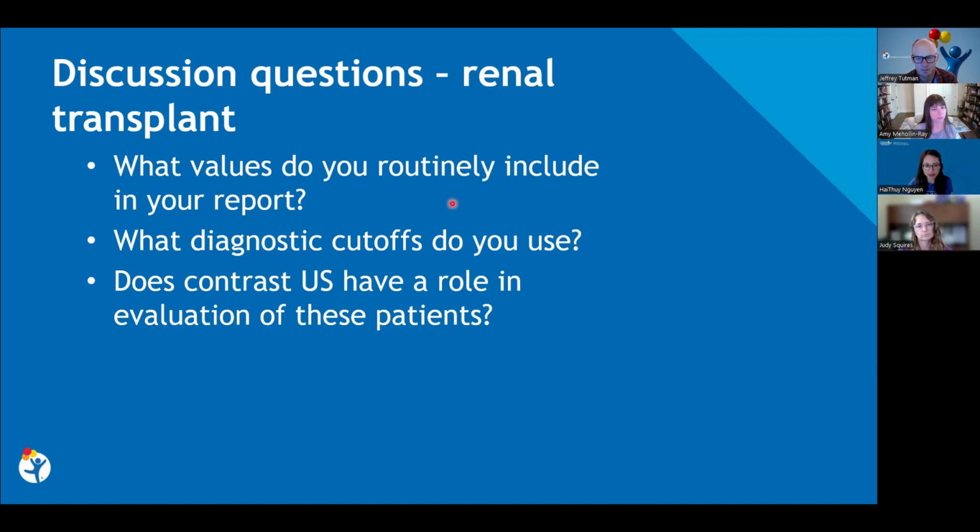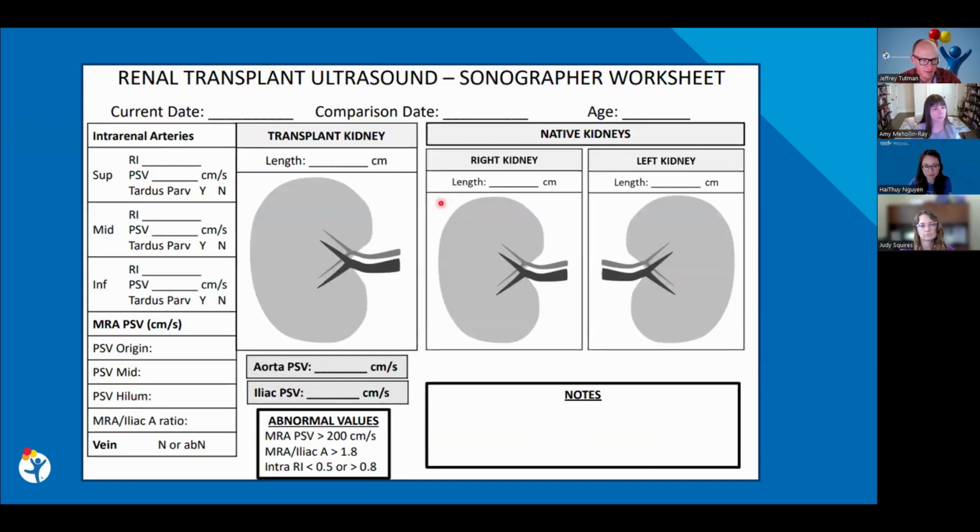I don't use the actual worksheet, or at least our sonographers do not, but I do use the values that are provided in the SPR worksheet. Yeah, and that was one of the other things that I didn't specifically mention: one of the transplant specific ratios is the ratio between the main renal artery and the iliac artery. We don't personally use this, but it has been described in the adult literature as well.